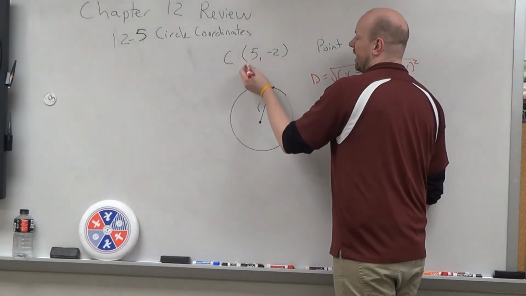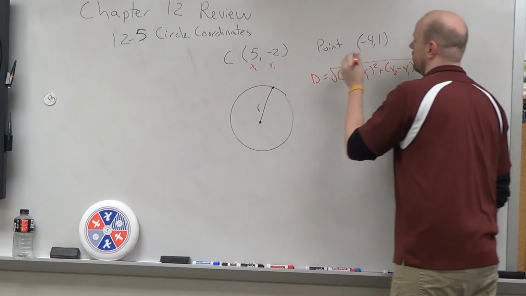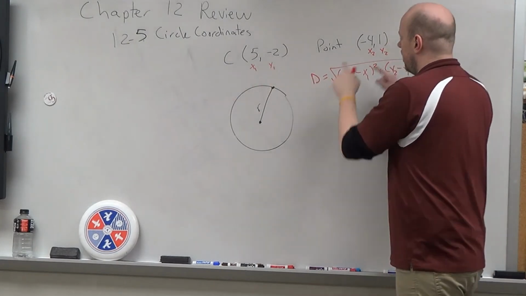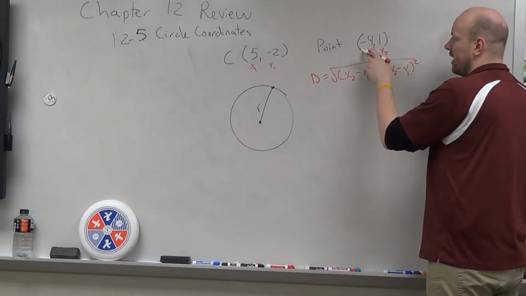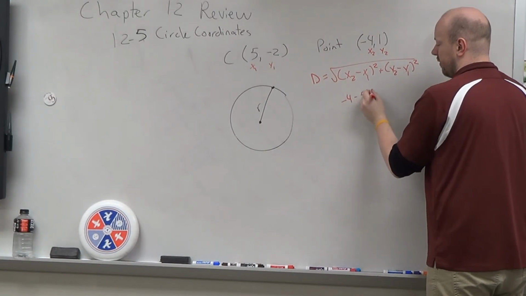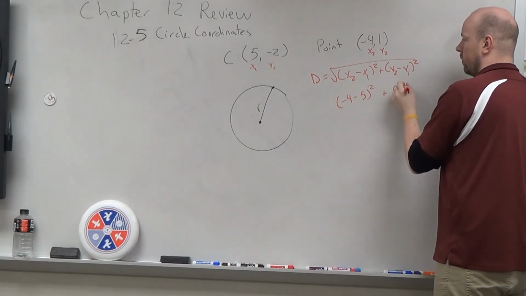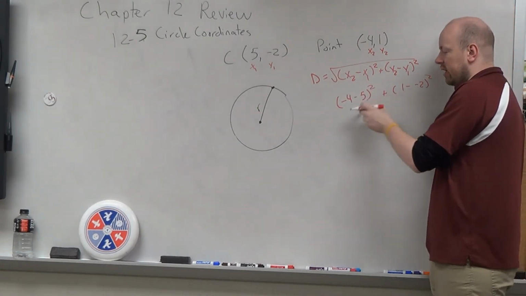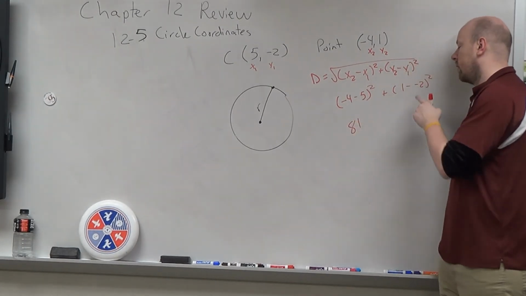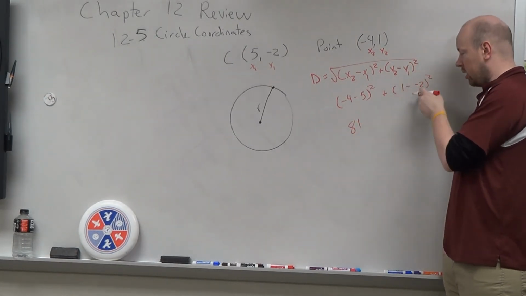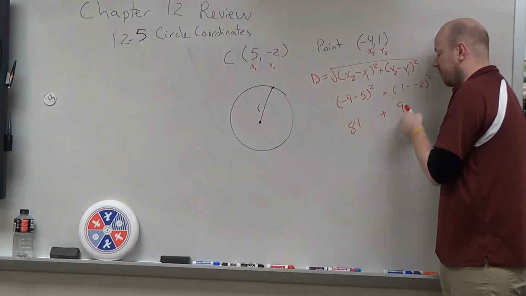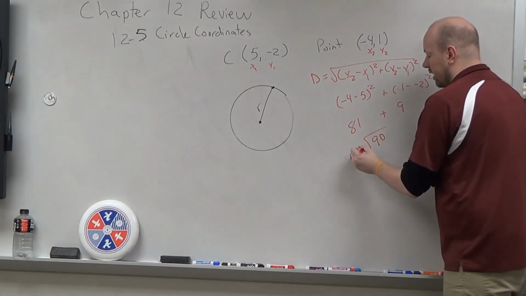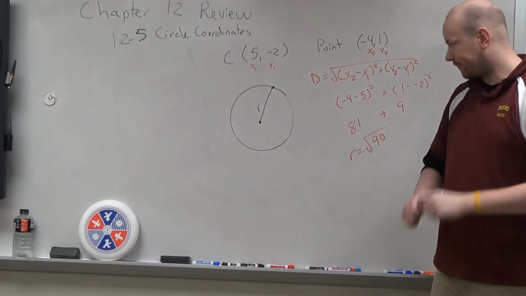So, let's see, labels of points, x1, y1, x2, y2. Again, it doesn't matter which one's 1 and 2 as long as the 1's are together and the 2's are together. So I get -4 minus 5 squared plus 1 minus -2 squared. -4 minus 5 would be -9. -9 squared would be 81. 1 minus -2 would be 3. 3 squared would be 9. 81 plus 9 would give me 90. And again a square root, so my r equals the square root of 90.